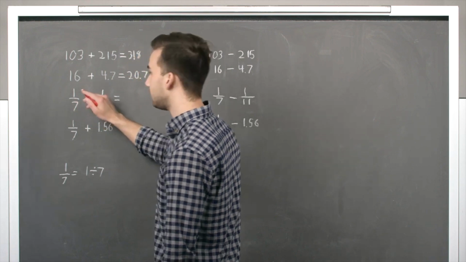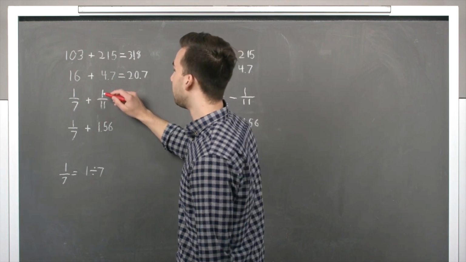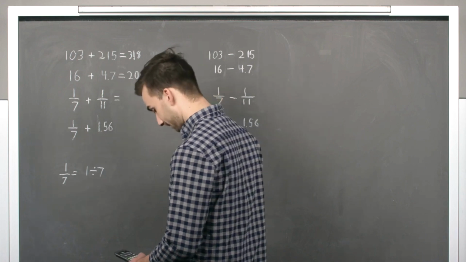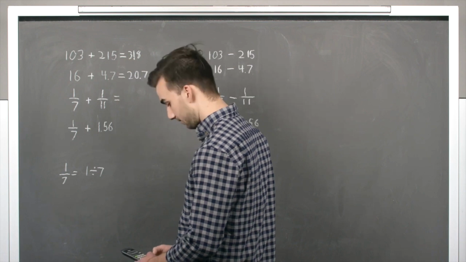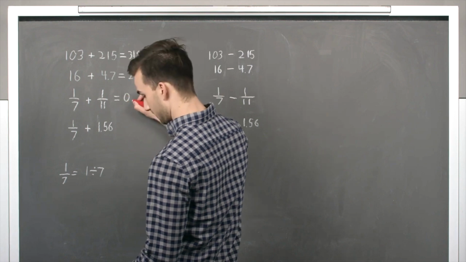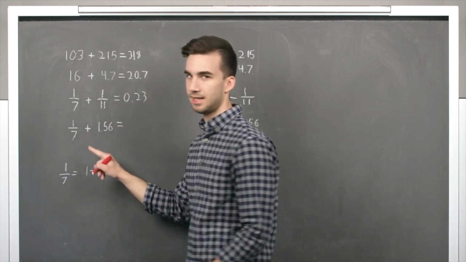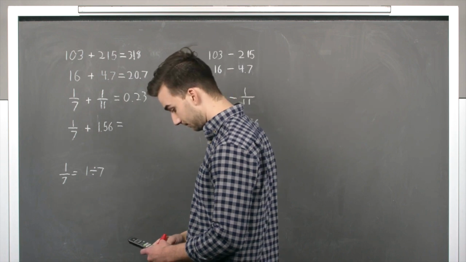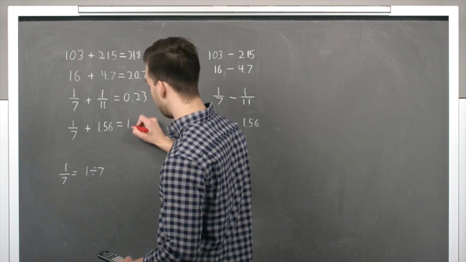So we can type this into our calculator as 1 divided by 7 plus 1 divided by 11. So let's do that. 1 divided by 7 plus 1 divided by 11 gives us 0.23. And so for this one, we can type it in as 1 divided by 7 plus 1.56. And that gives us 1.70.